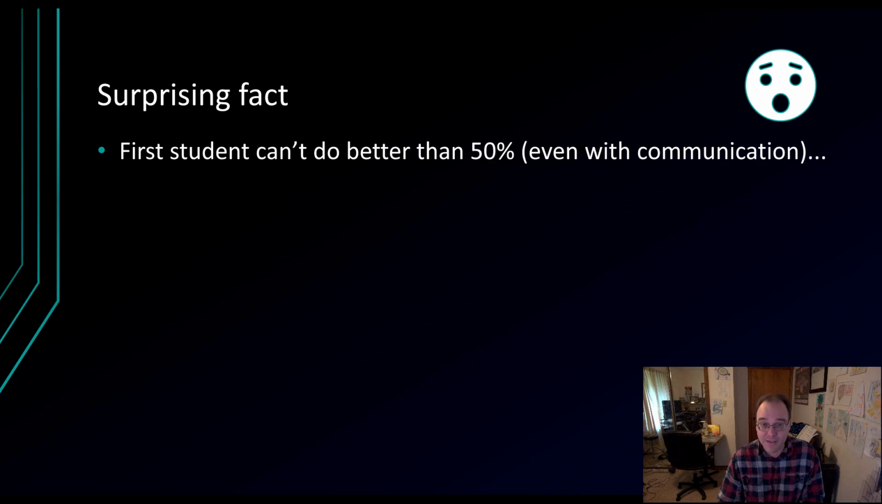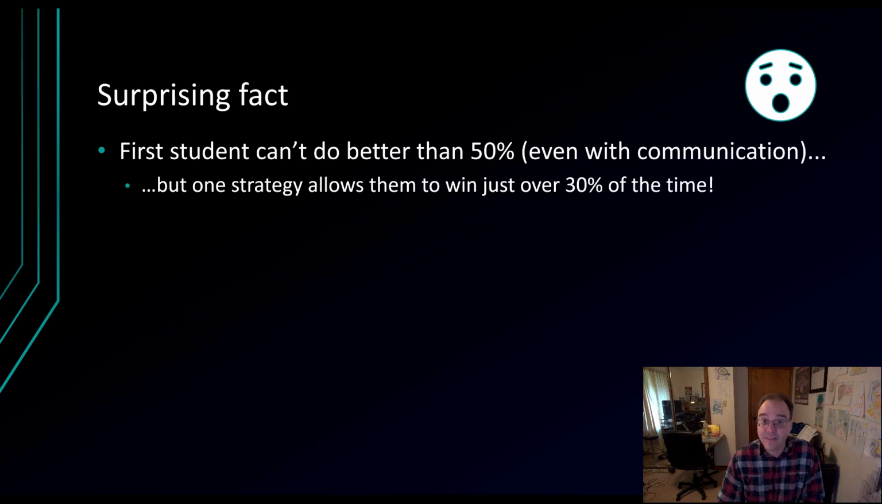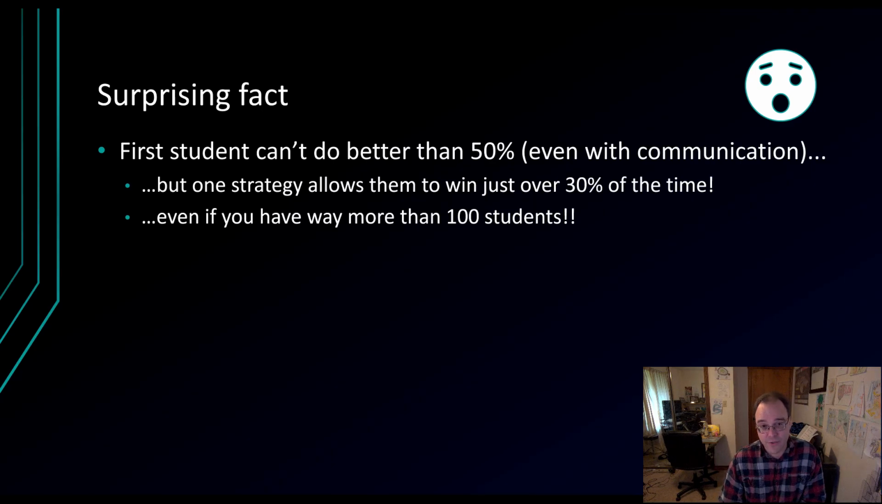The surprising piece of information is that there is a strategy that is actually rather simple that allows them to win just over 30% of the time. So we actually don't get that far off that 50%. Even more surprising is this 30% is true even if you have way more than 100 students. Notice with the other 2 strategies, if we had 4 students, they had actually a decent chance of winning, like relatively speaking, compared to the 100 students, right? The 100 students were astronomical odds, quite literally, I think, because the universe is not 100 billion years old.